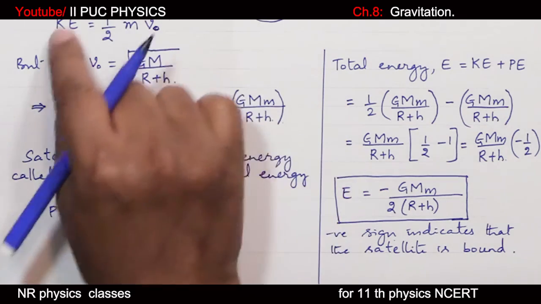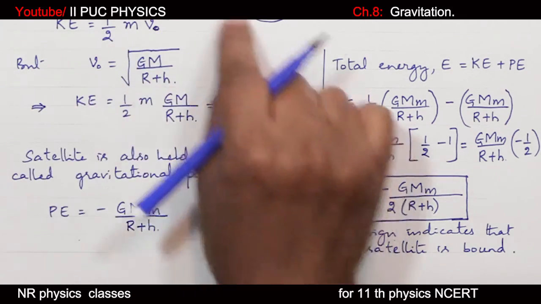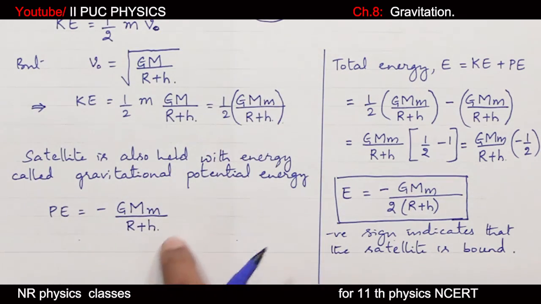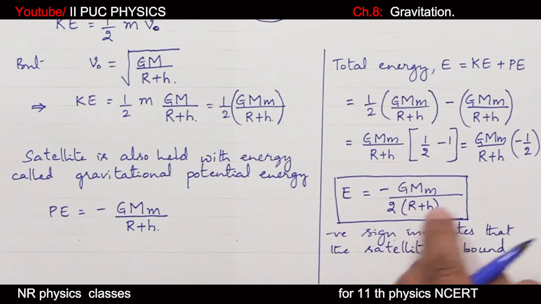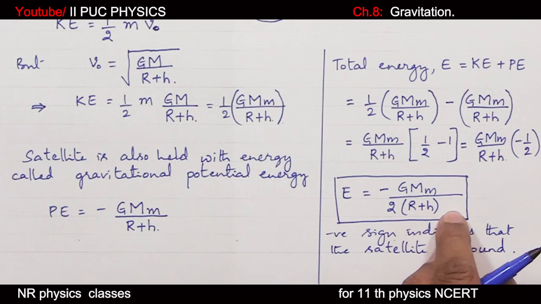First find out kinetic energy of the satellite, then get the expression for potential energy of the satellite, add these two and rearrange. You will get expression for total energy of the satellite.